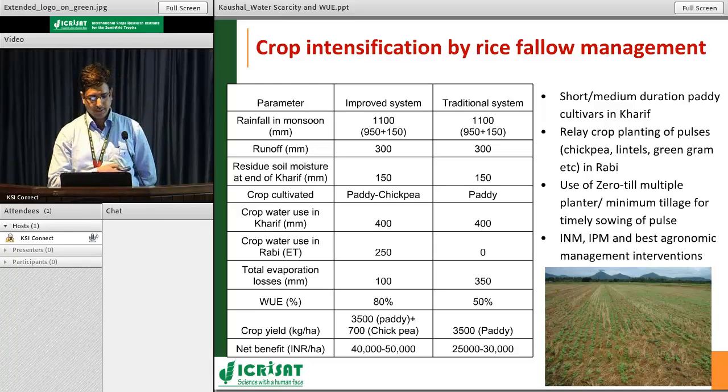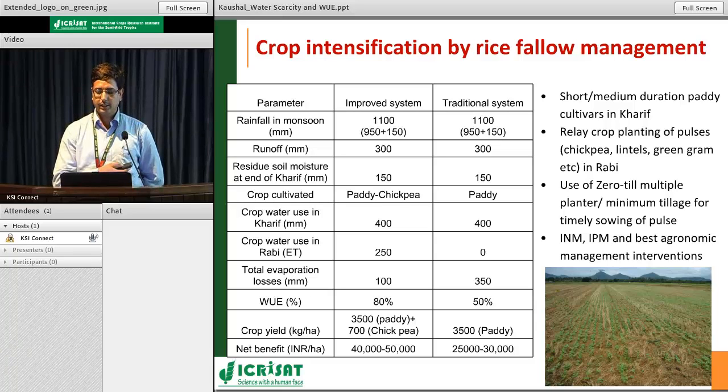So in this second system, if we promote chickpea with residue management, then it is possible to have two crops: the first crop with paddy, possibly short duration paddy, and a second crop with a yield of 700 to 1000 kg per hectare, which can be easily obtained, with a net return of 40,000 to 50,000 compared to 25,000 to 30,000 in the traditional system.